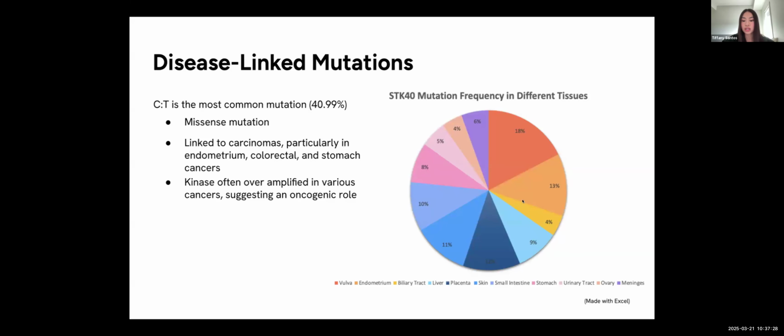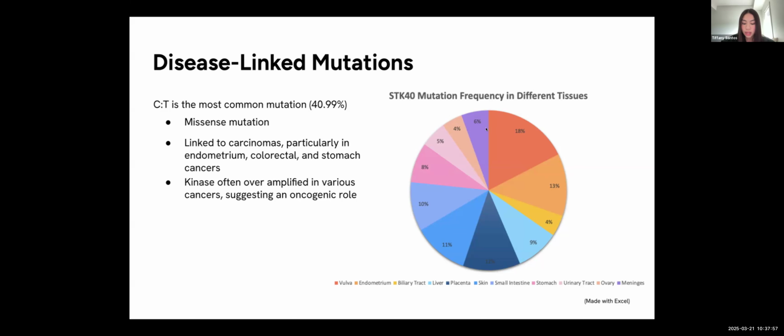STK40 is primarily studied in cancer due to its potential role in negatively regulating tumor suppression genes like P53. This is why STK40 is predicted to be overexpressed in many cancers, suggesting an oncogenic role. According to COSMIC, the most common mutation is C to T, making up almost 41% of all mutations. It is a missense mutation mainly linked to carcinomas. Other disease-related mutations remain poorly documented and require further research.